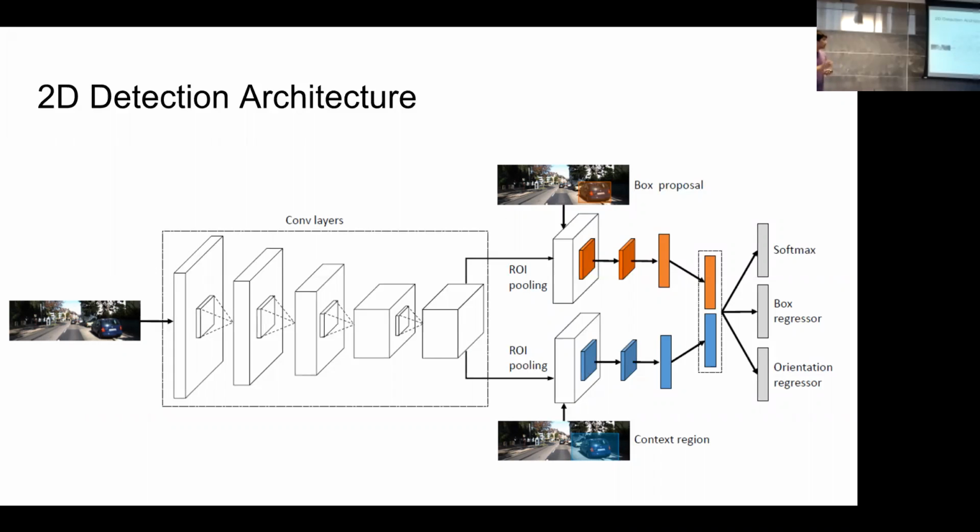So even though we talk about 3D, at the end of the day this is still 2D, because what they do is they project the 3D proposal into 2D, into the image plane, and that's how they do the whole detection framework.